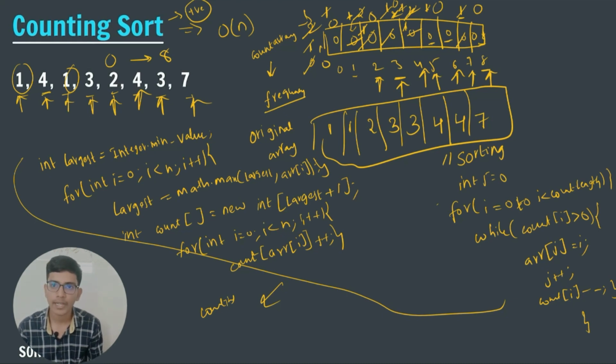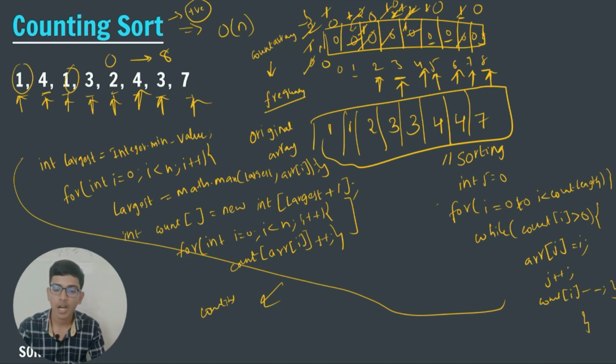So to find out the range, I used the largest element. I find out the largest element, and using the largest element, I have created a count array. The count array will keep track of how many times a particular element has occurred. After creating the count array, I run the loop. You can see that by running a loop, I have calculated the number of occurrences of a particular element.